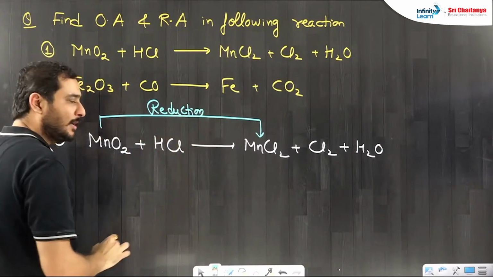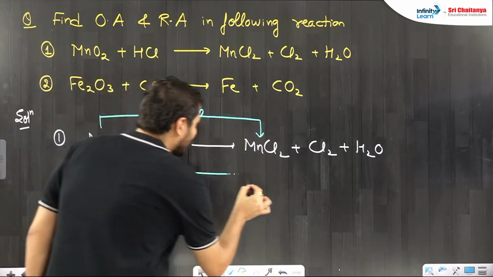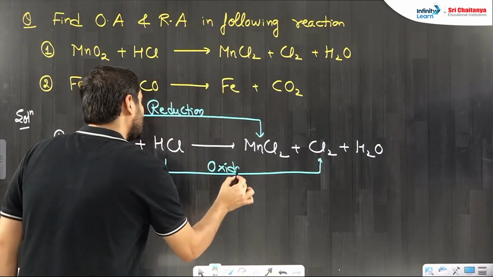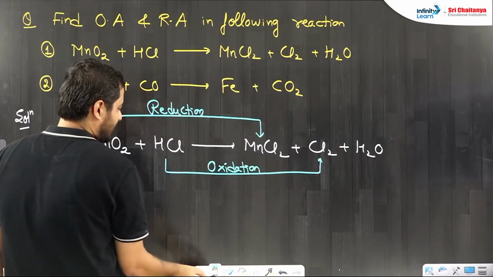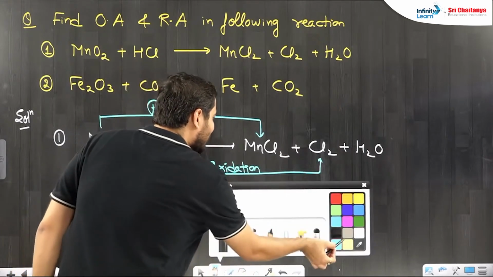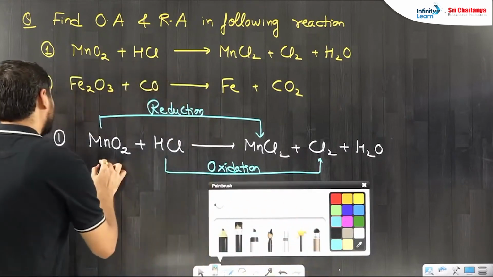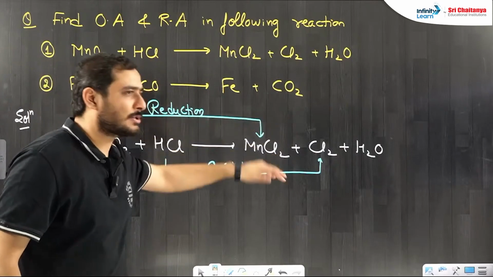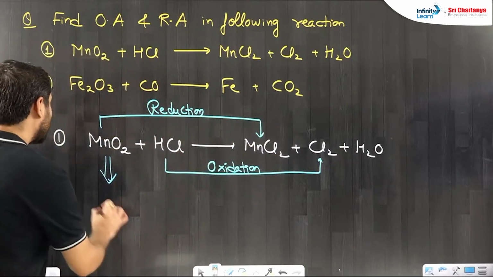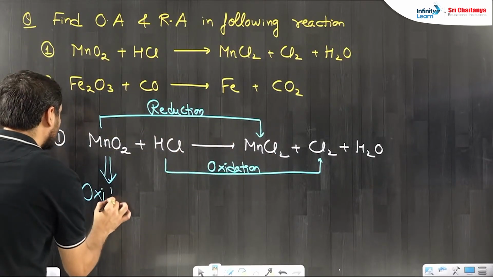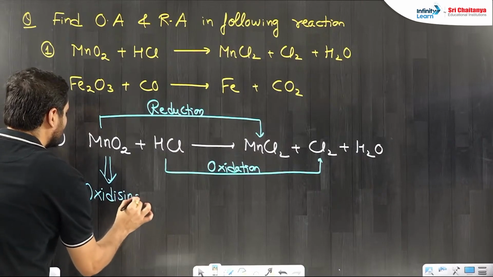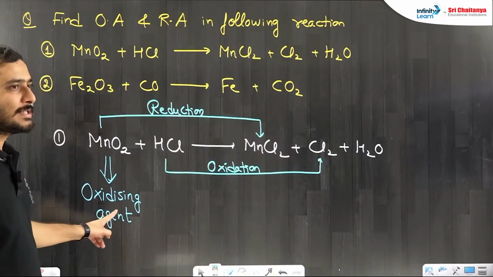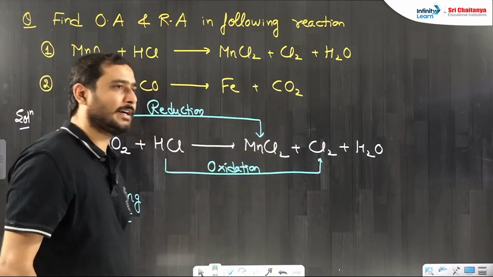So we can say MnO2 is undergoing which process? Reduction process. Let us write from HCl to Cl2. Removal of hydrogen is called as which process? Oxidation. Now it is very easy to write which is oxidizing agent, which is reducing agent. Now species which itself gets reduced, it will oxidize other. So it will act as which agent? Oxidizing agent. It will oxidize other and itself it is getting reduced.